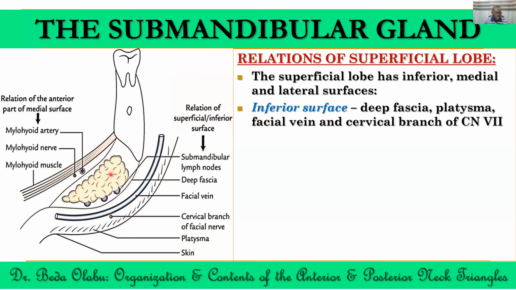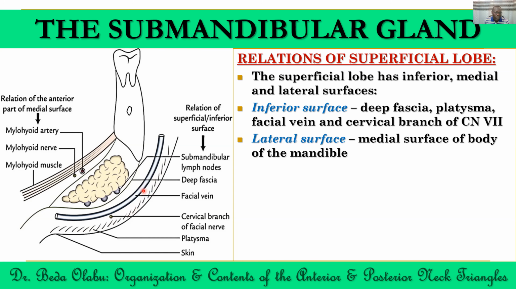This image shows you that. You can see the investing fascia coming like this and splitting into two, as we had mentioned earlier. So this is the superficial or the inferior surface, as you can see there. And this is the lateral surface of the gland. This is the medial surface of the gland. So this inferior surface of the gland is related to these structures here. We have the facial vein. We have the cervical branch of the facial nerve. We have the platysma muscle as well.